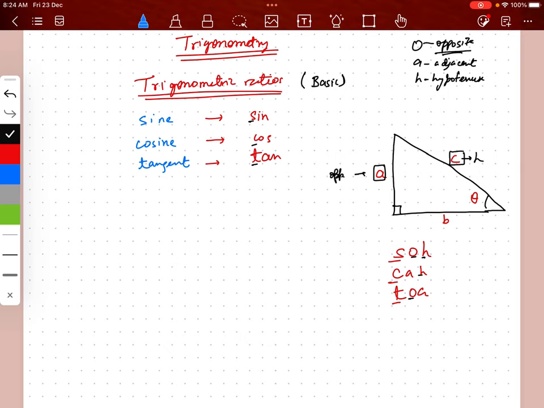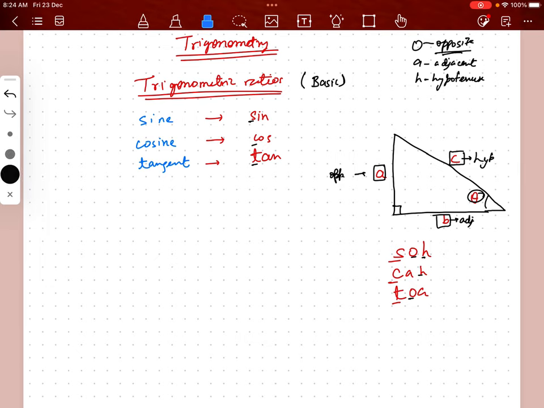And finally, the adjacent side is the side which is left. This side is adjacent to the angle, and we may say the hypotenuse is also adjacent, but it is actually the hypotenuse, not the adjacent side we are referring to right now. So this is the adjacent side, and this is the hypotenuse.